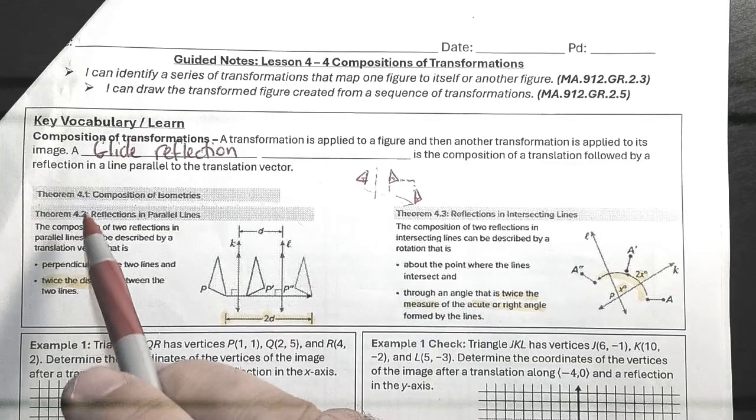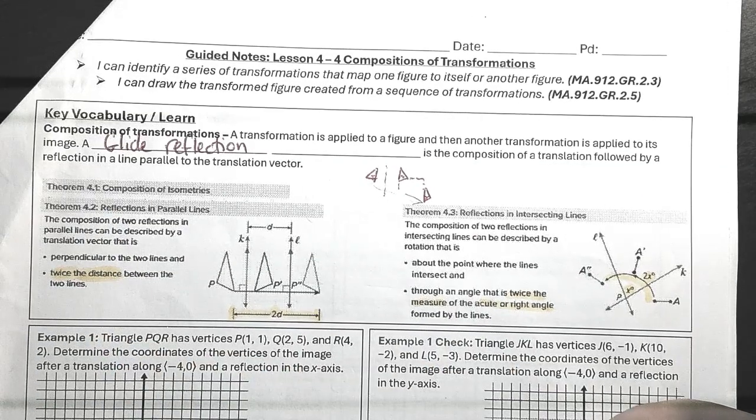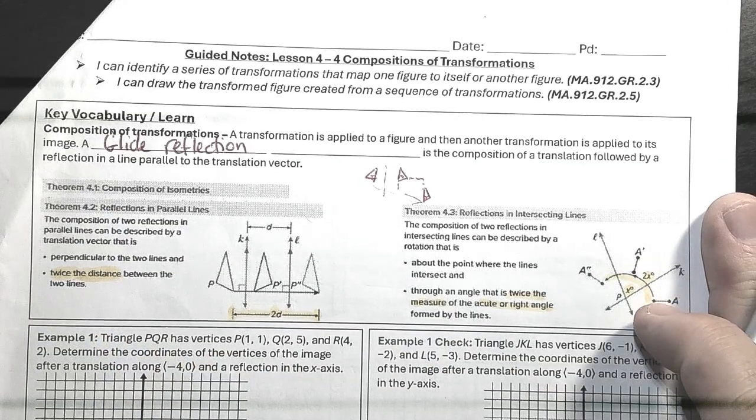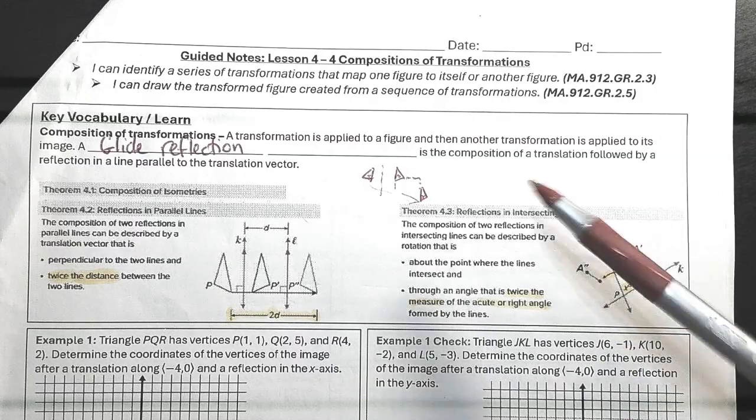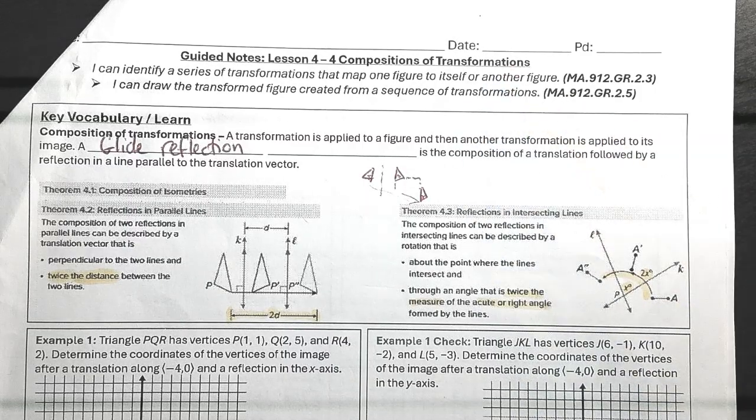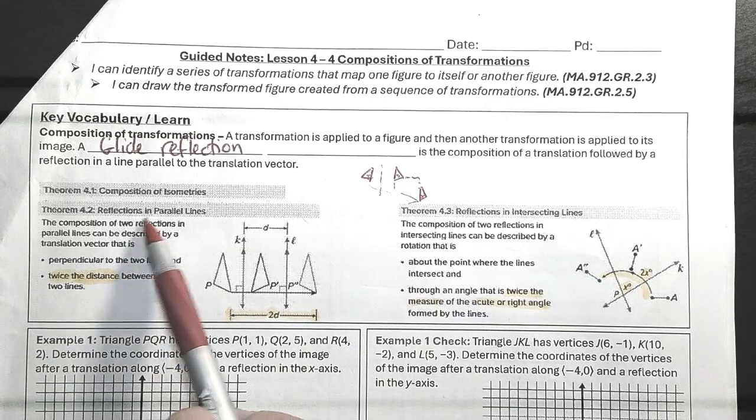Theorem 4.1, composition of isometries. Composition of isometries is basically the same as the transformation. So it's one or more isometries, it's one or more movements, and we'll demonstrate that below. Theorem 4.2, reflections in parallel lines.